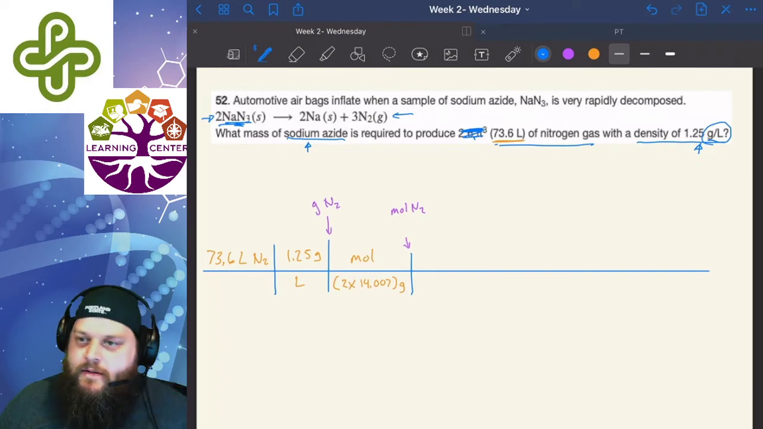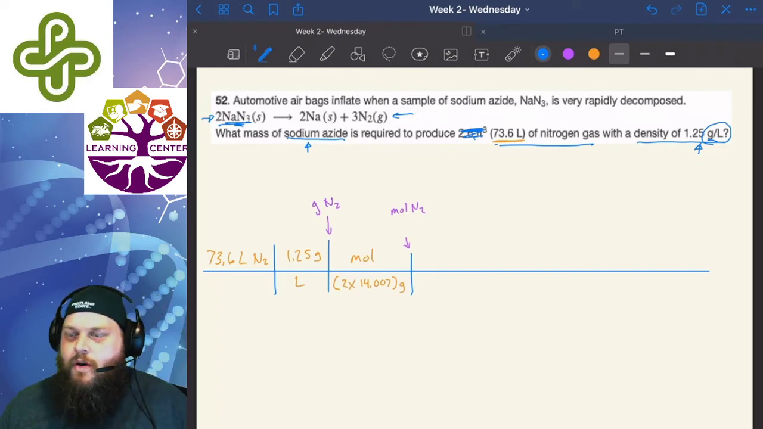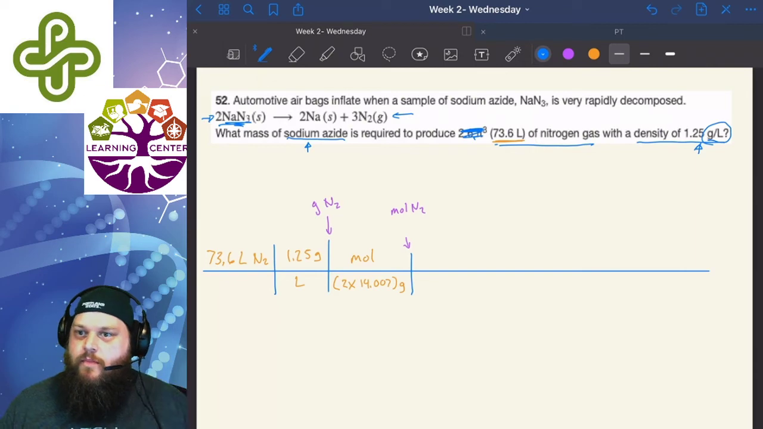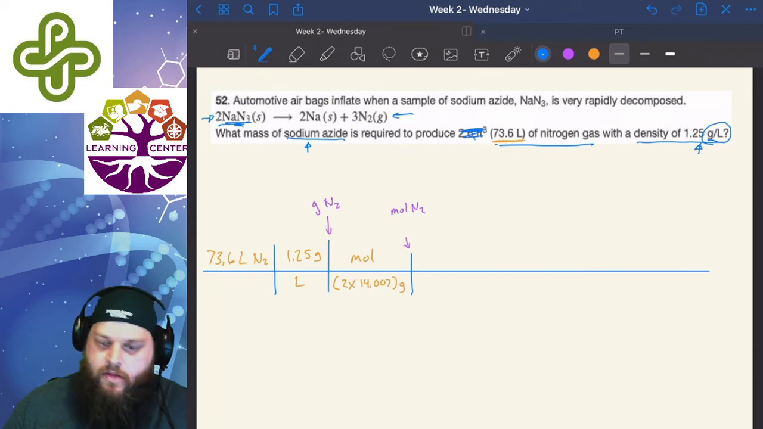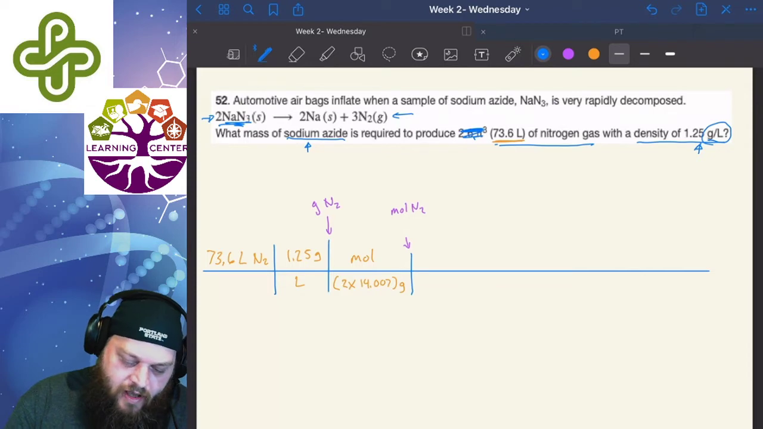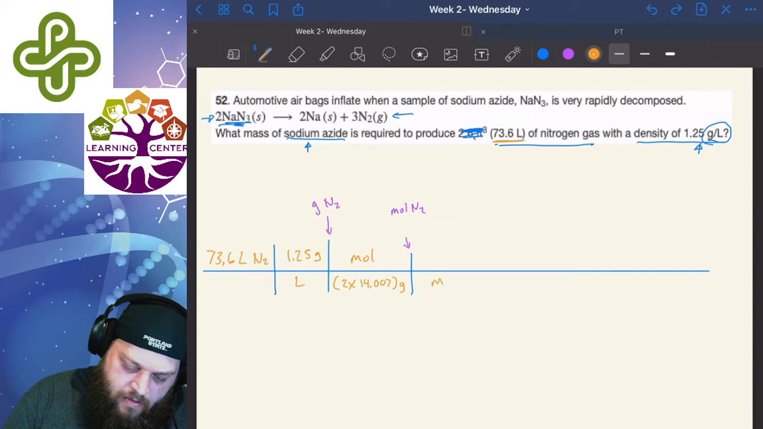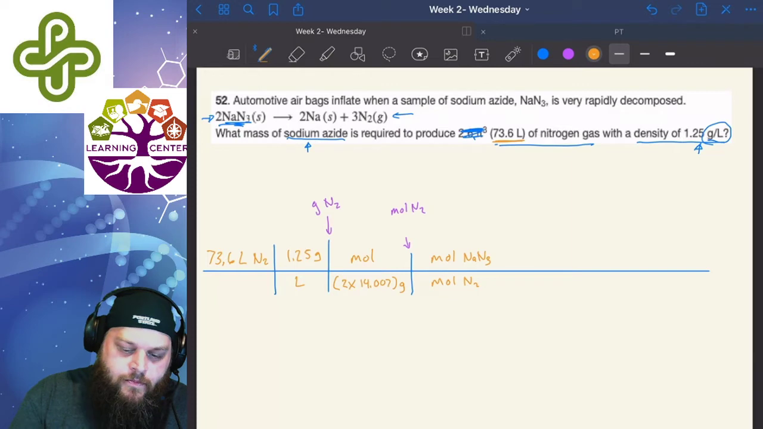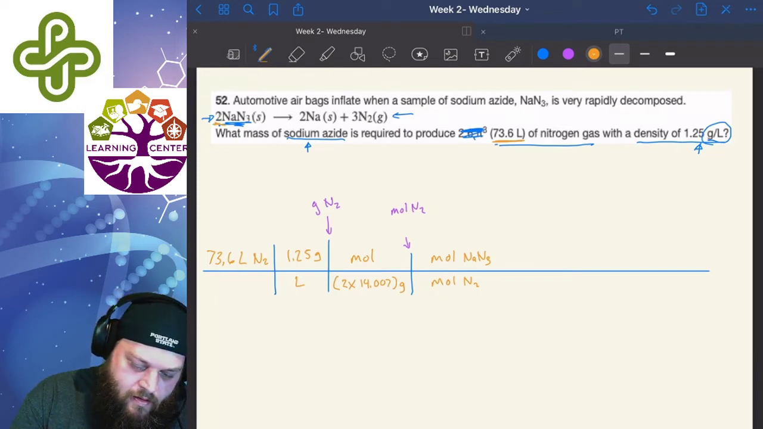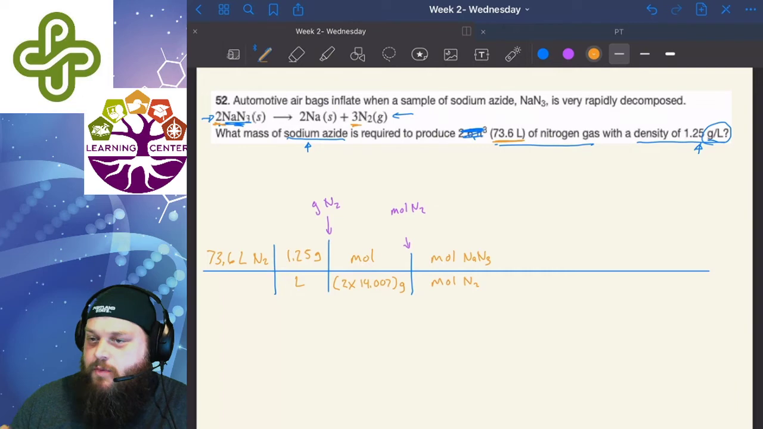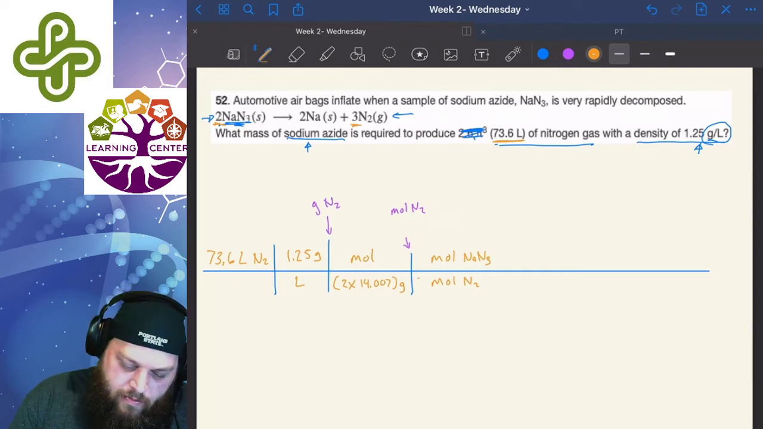So the next step is that stoichiometric ratio. That ratio of how many moles of N2 is produced for every mole of NaN3 that we start out with. So on the top, we have moles of N2. So I need to write how many moles of N2 on the bottom, and my moles of NaN3 on the top. And looking at our ratios in our equation, because that's where we pull those numbers from, we have 3 moles of N2 for every 2 moles of NaN3.